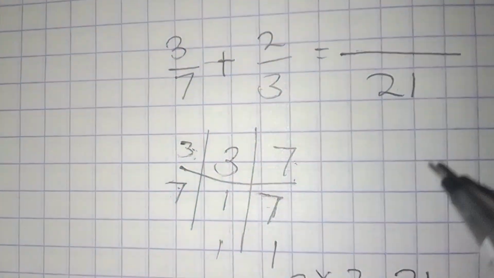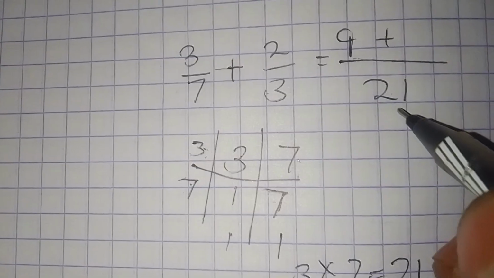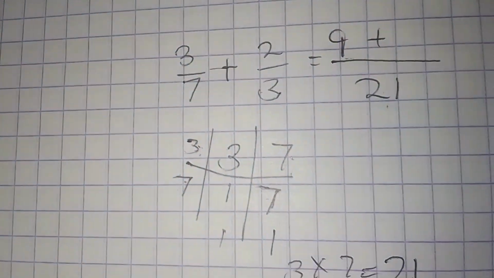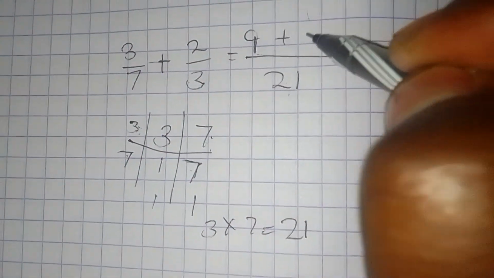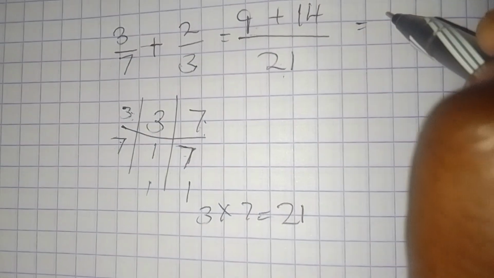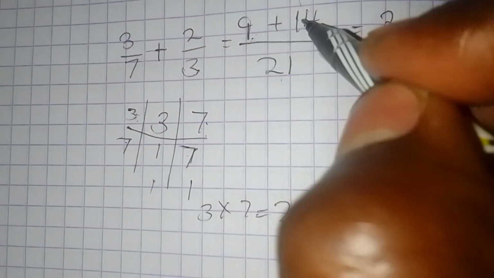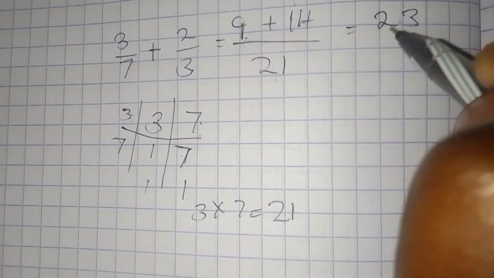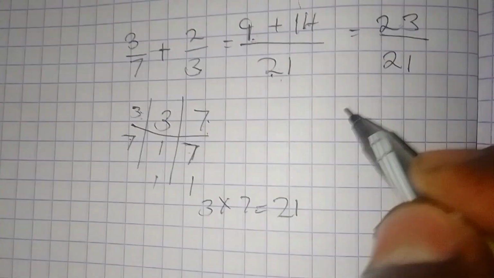21 divided by 7 is 3. 3 times 3, 9. And then you add 21 divided by 3 is 7. 7 times 2, you get 14. So you add 14 plus 9. What do you get by adding 9 plus 14? You get 23. And then you put it over the denominator, which is 21.